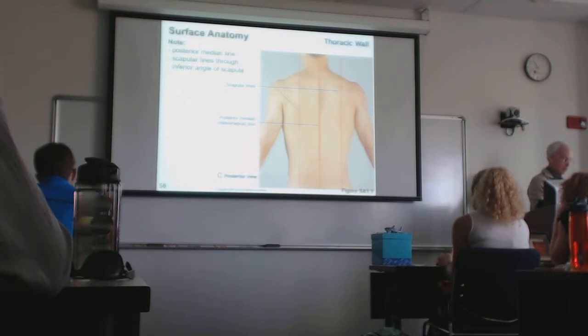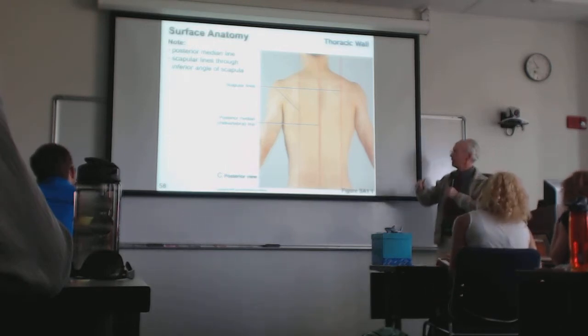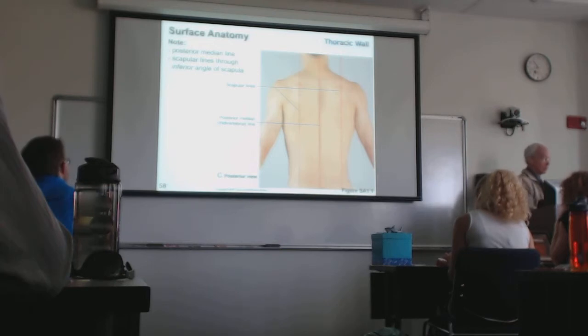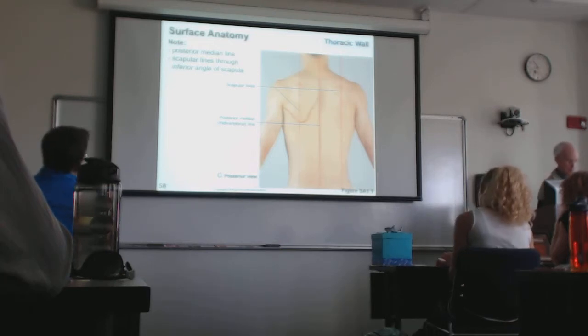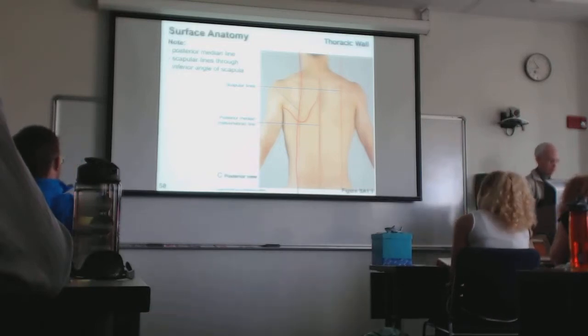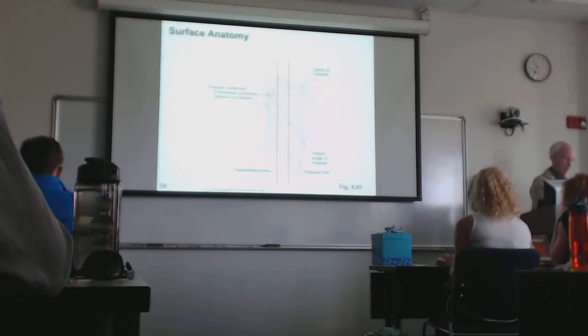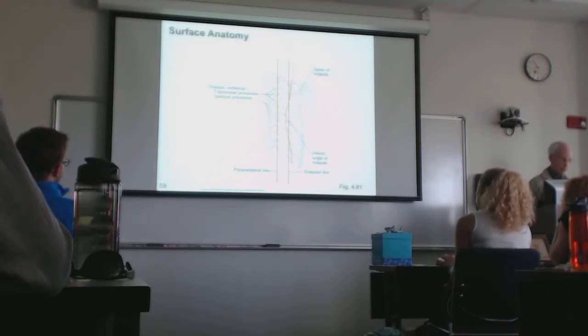Posteriorly, we have a posterior median line, and then the scapular lines. The scapular line should more or less correspond to the inferior angle of the scapula. Remember, the inferior angle of the scapula is just where that angle is, and so there'd be a line right at that apex of that angle. Again, not very precise. Right along there, and of course, it's going to vary with the individual anatomy and restrictions of the patient.